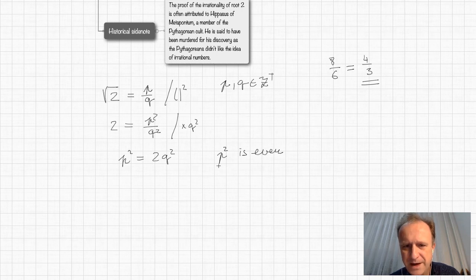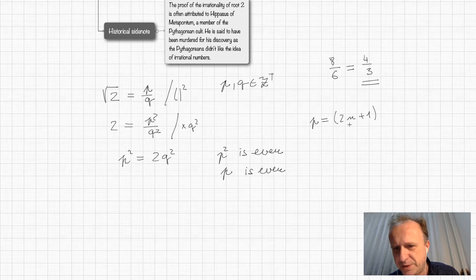Therefore, p squared is even. Okay? What I claim here is that not only p squared is even, but it follows that p must be even itself. P is even. Okay? Why? Imagine that p was not even. Imagine that p would be written in the form 2 times some number n plus 1. This is a typical odd number. n is an integer. 2 times an integer is an even number, plus 1, it would be an odd number.